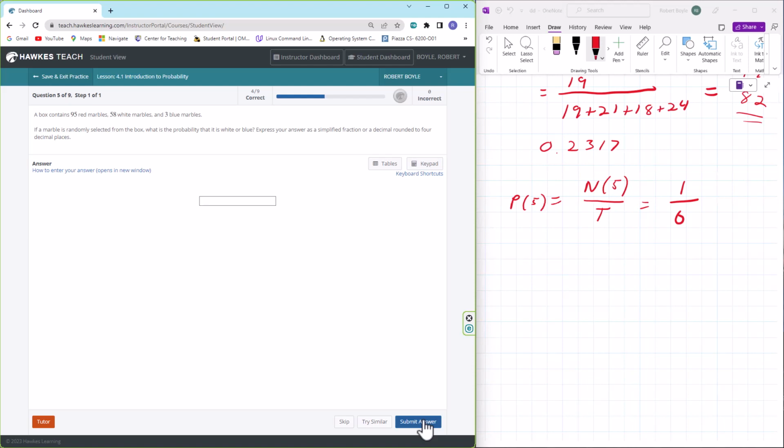Here we have a box that contains 95 red marbles, 58 white marbles, and 3 blue marbles. If a marble is randomly drawn from the box, what is the probability that it is white or blue? Okay, so we want to find the probability of drawing a white or blue marble. All right, well, that's going to be equal to the number of marbles that are either white or blue divided by the total number of marbles.